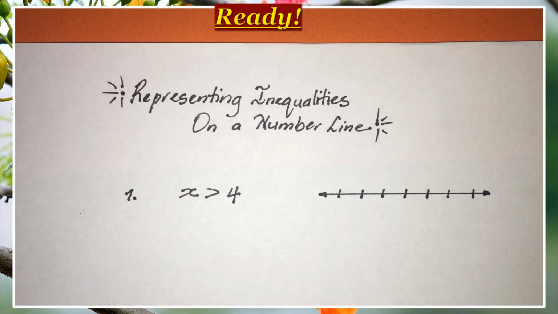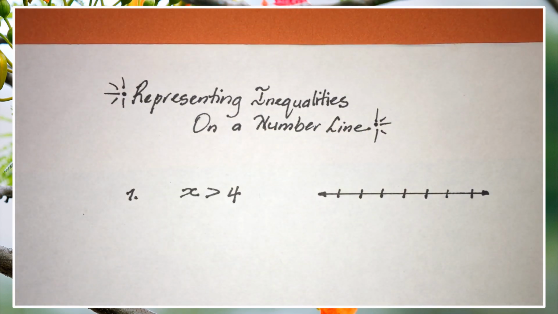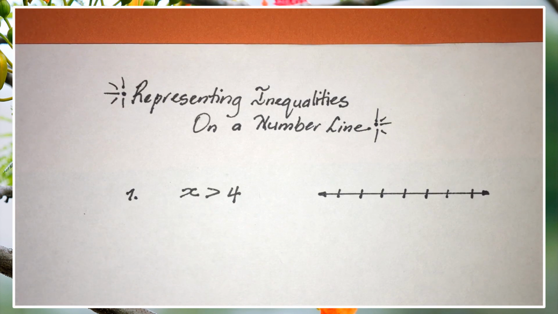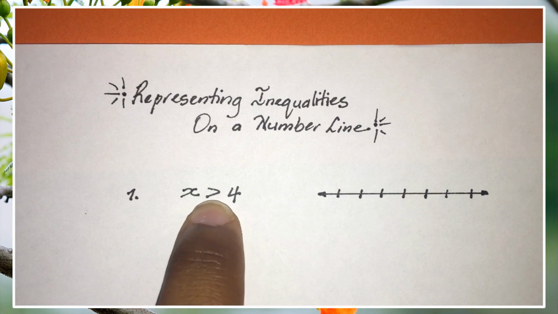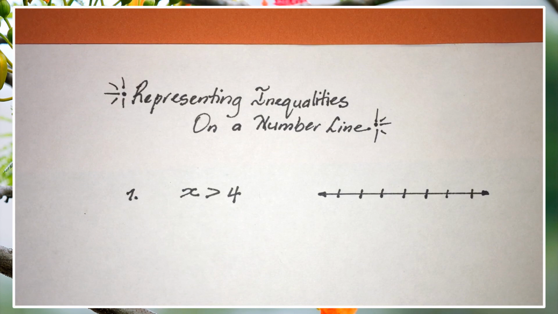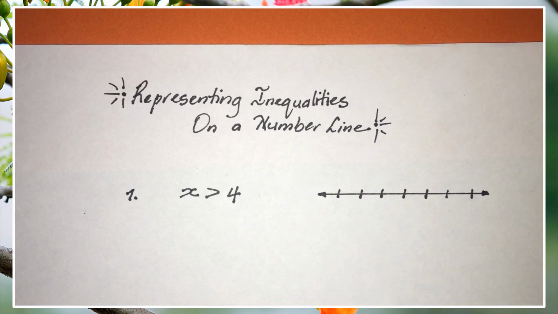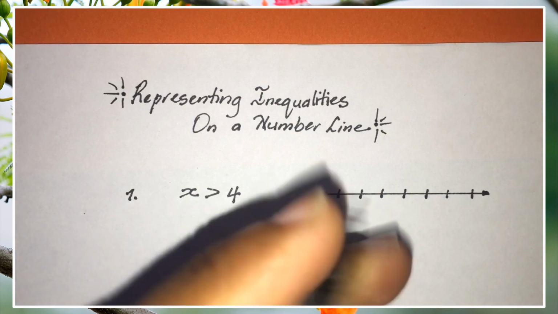So we're going to be looking at how to represent inequalities on a number line. As you can see, I already drew a blank number line and we have our inequality right here. So we have x is greater than 4, or in other words, 4 is less than x. What I'm going to do is start filling in some numbers on my number line. And I always like to put the number I'm comparing x to, which is 4, somewhere in the middle.